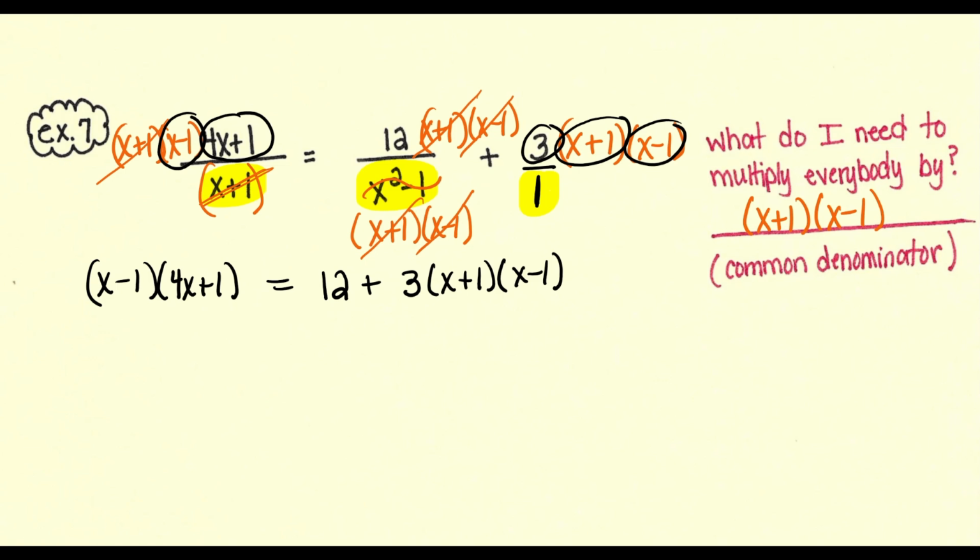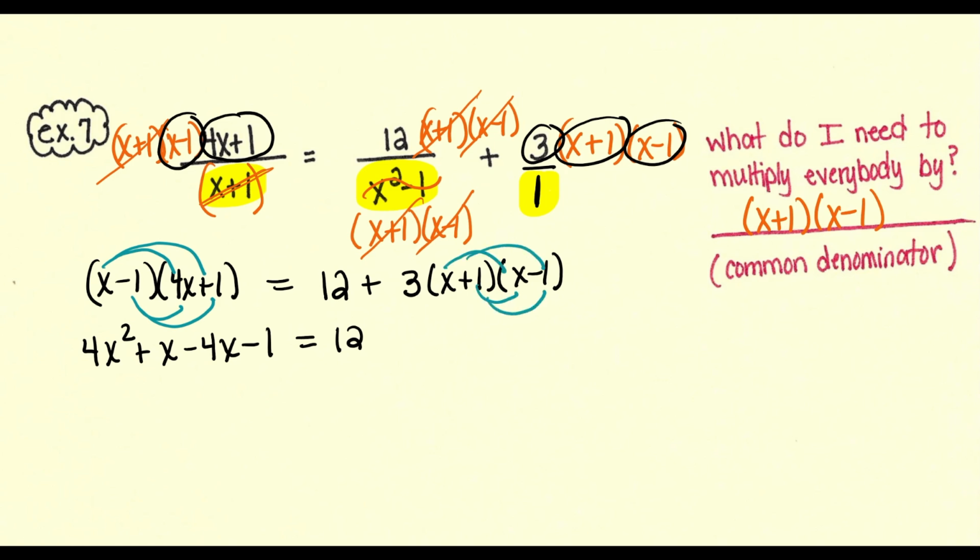All right, we need to distribute. X goes through to everybody, and then -1 goes through to everybody. That's 4x squared plus x minus 4x minus 1. Just bring your 12 down. Here, we need to, again, distribute. I'm going to do that first and then take a 3 through.